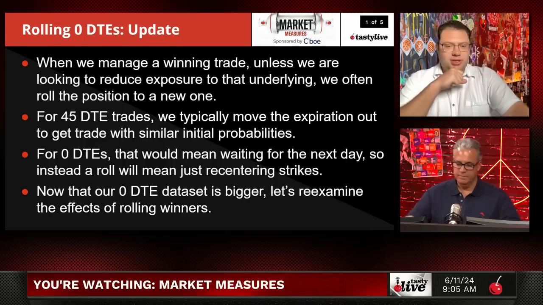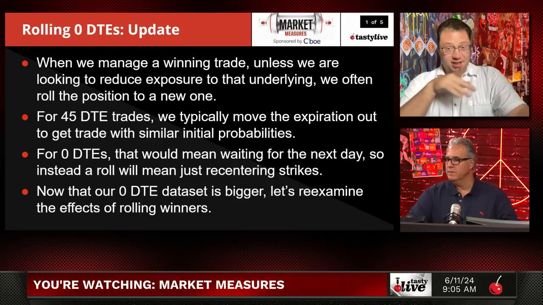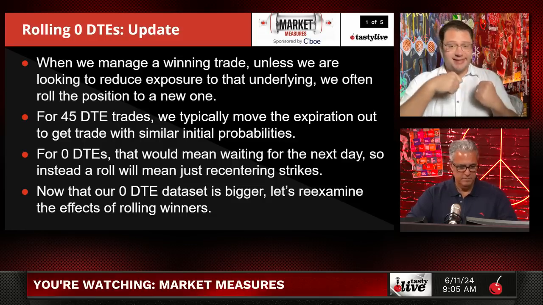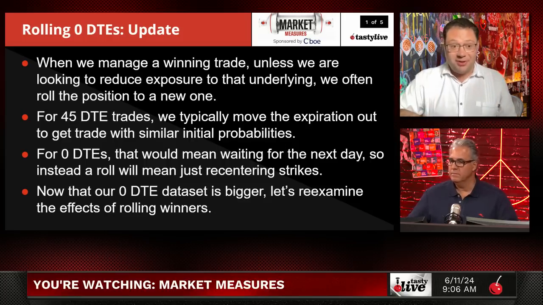When we manage a winning trade, unless we look to reduce exposure to one underlying, we're often rolling the position to a new one, right? So every time we, especially in a core position, if you have something you always have on, when you manage that, you don't usually just take it off. You usually put another one on, which is essentially rolling, right?